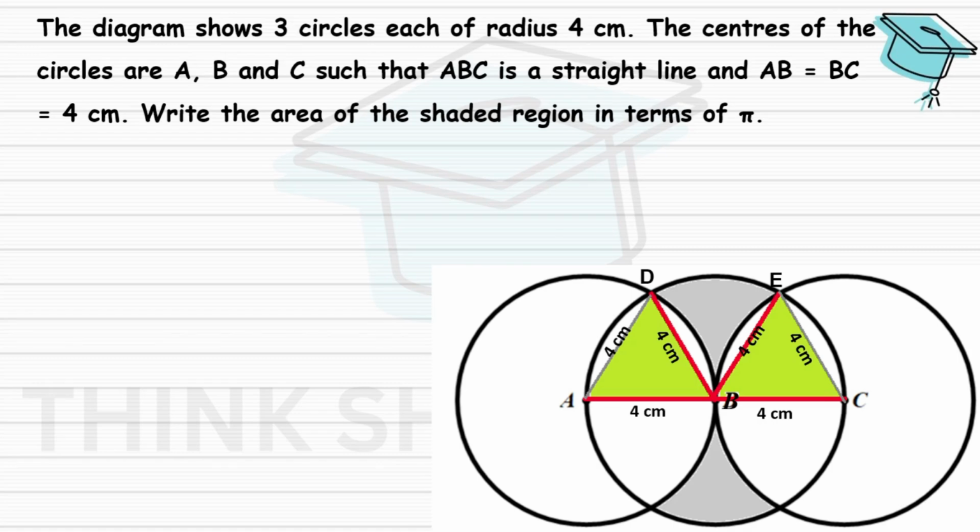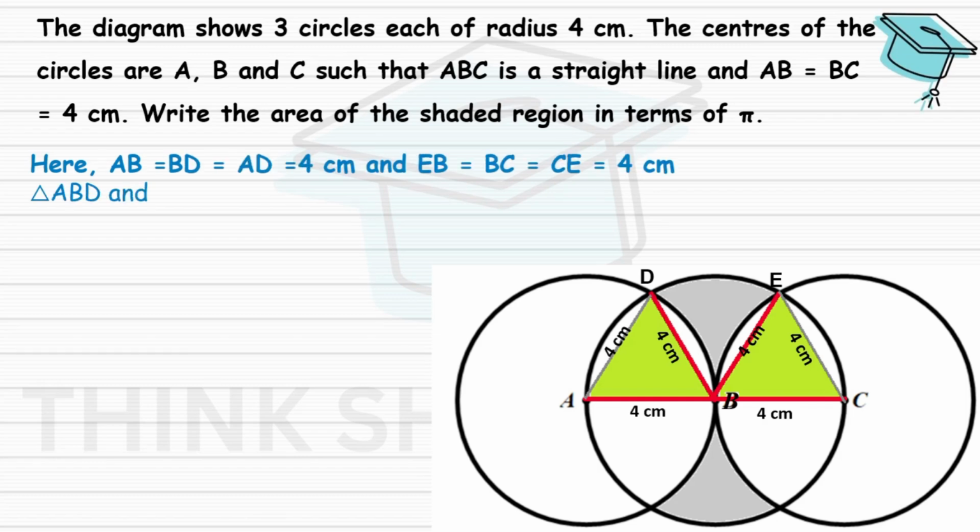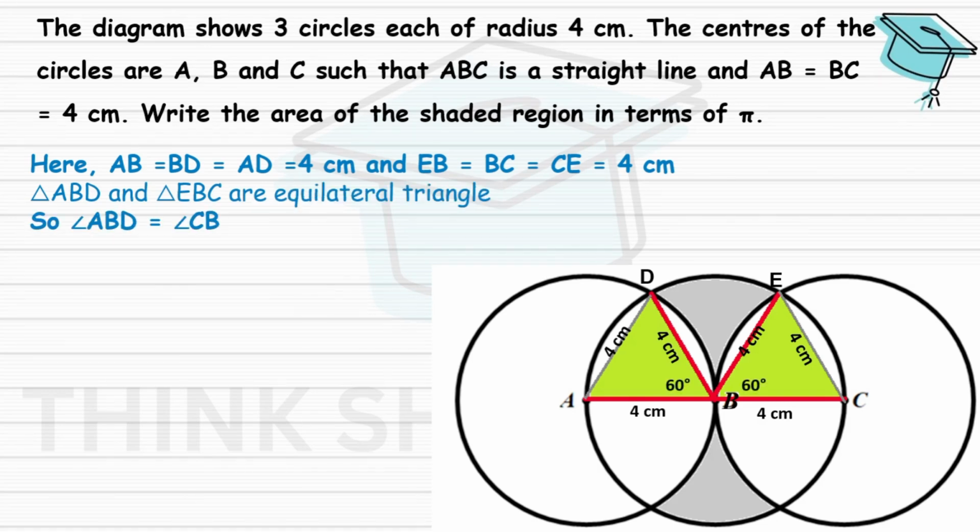And because of this, the triangular region that you see here, the green shaded region, has all three sides equal to 4 cm. So the triangle becomes an equilateral triangle. And we know in an equilateral triangle, all the angles are equal to 60 degrees. So that makes angle ABD and angle CBE equal to 60 degrees.